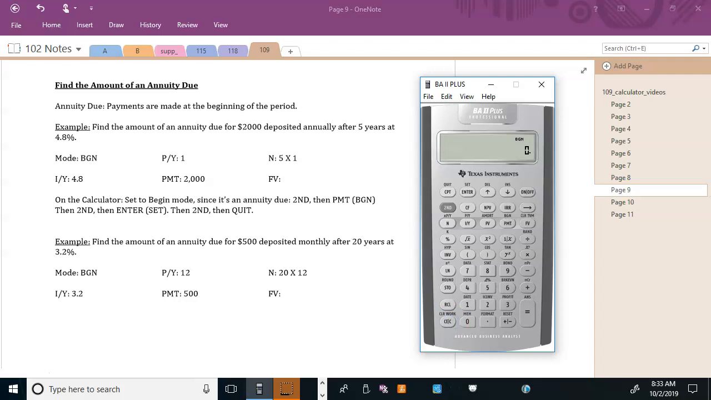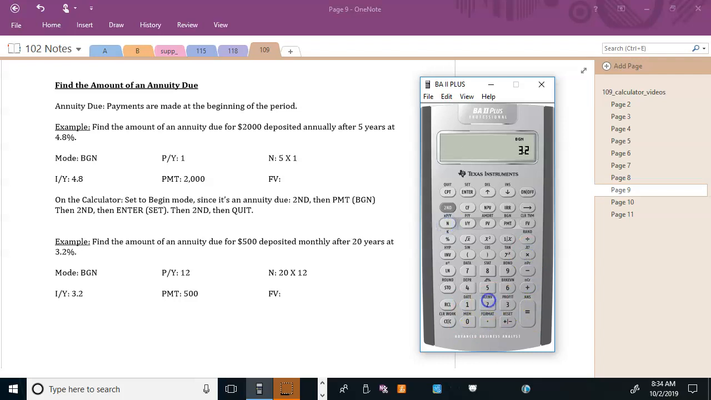Let's clear it out thoroughly. So clear, second FV. You'll notice it still says BGN, so I'm still in begin mode, and that's where I want to be. So my next problem is monthly deposits. So my second P over Y is 12, and let's hit enter, and then second quit to leave that menu. This is for 20 years, so N is 20 years, times 12 months. So 20 times 12 is 240, and then save that as N.